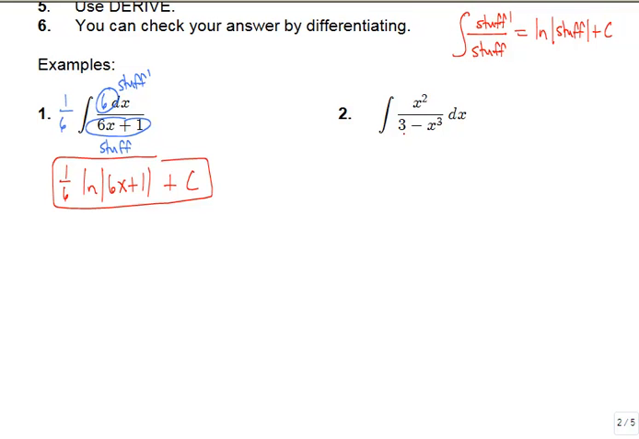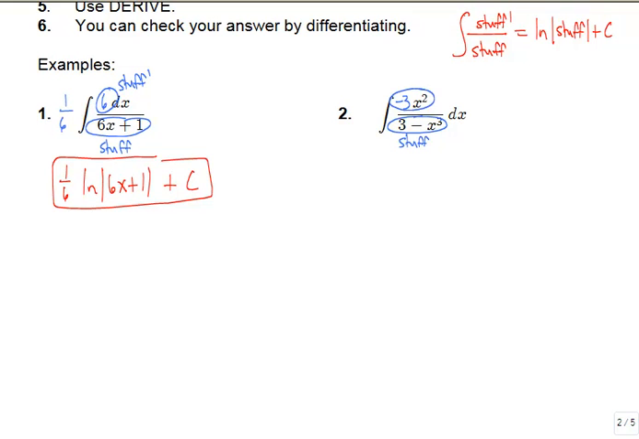Let's try this one. The integral of x squared over 3 minus x cubed dx. So again, it's one of these fractions. So what I would immediately check for is, if this is stuff, what would stuff prime want to be? Derivative of 3 goes to 0. Derivative of negative x cubed wants to be negative 3x squared. I have the x squared on top. I'm missing the minus 3.